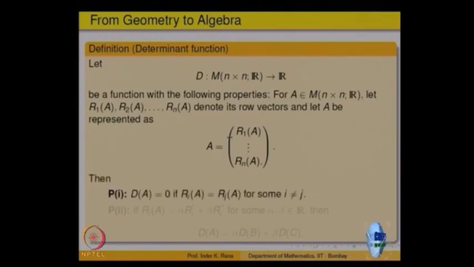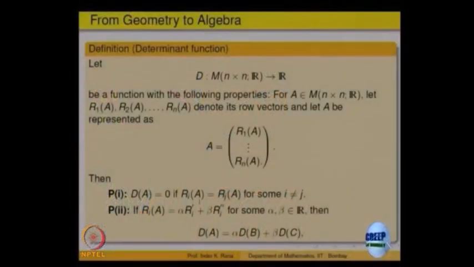This way of interpreting motivates a definition. You can think of u and v as the row vectors of a 2 by 2 matrix. So, we generalize this to an n by n matrix. Given an n by n square matrix with real entries, let us say its rows are R1 to Rn. Then the determinant is a function defined for every matrix. It is something like the area of the parallelogram; keep that in mind.